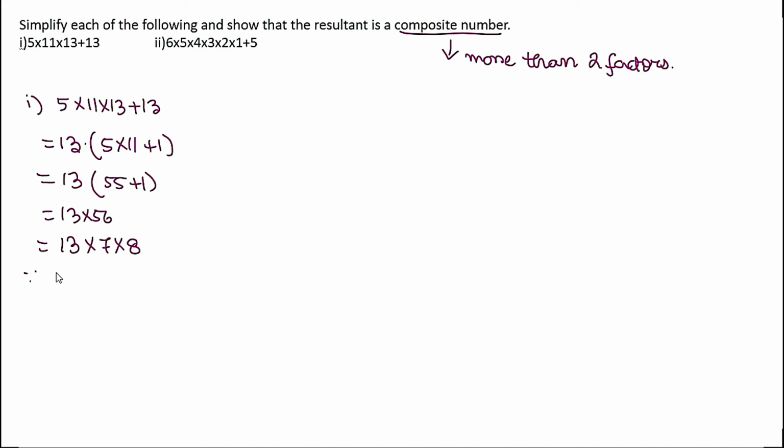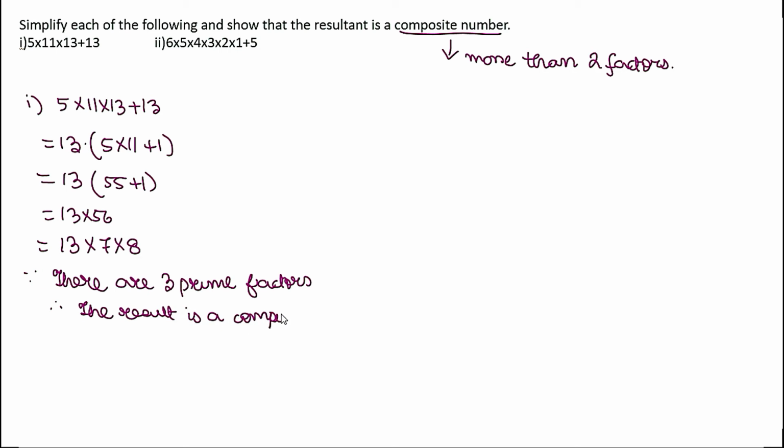Since there are 3 prime factors, therefore the result is a composite number.